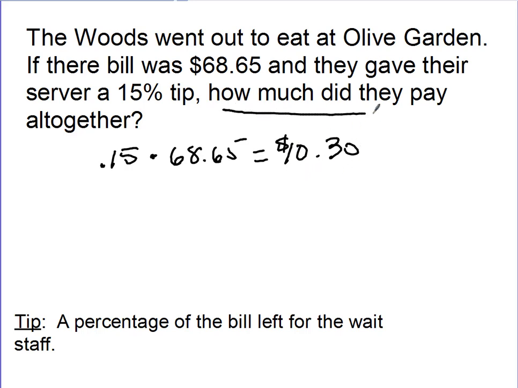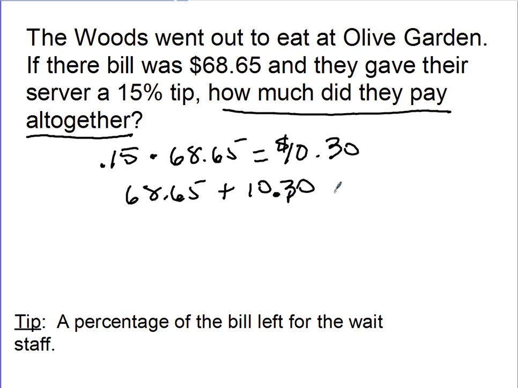The question says, how much did they pay altogether? Well, they had a bill of $68.65, and they gave a tip of $10.30. So we add those two together to get our total, which should be $78.95 if we add that together correctly. So to figure a tip, we just find the percentage of the bill and add it to the total to determine our total amount that we're going to leave. Okay, so that is tip.